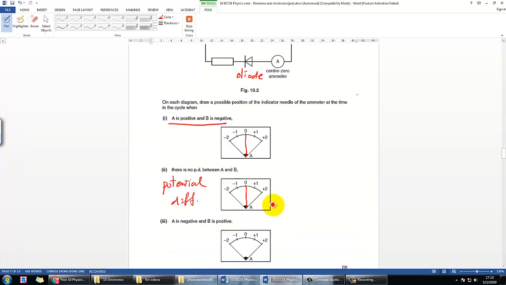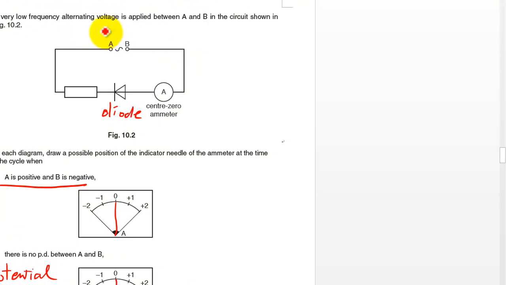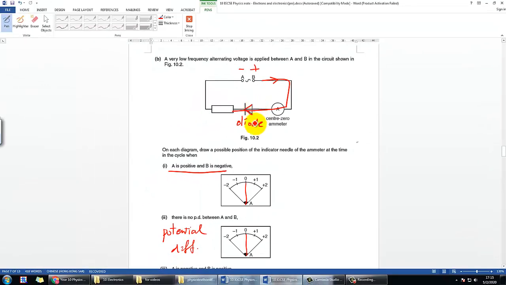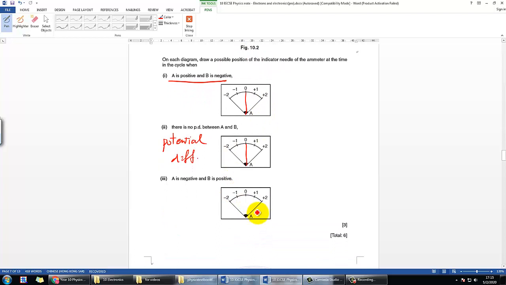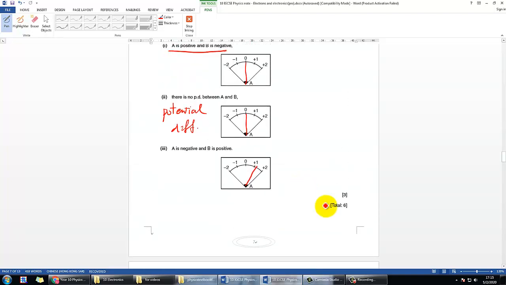For the last one, it is the opposite of the first part. So now you have A as negative, B as positive, so the current flows in this direction, and this time it can really flow through the diode, and so you should have the current reading. The question didn't tell you the resistance, so whatever you draw, as long as you show there's a positive reading, that would be fine already. Okay, so that's all for these 2 questions.